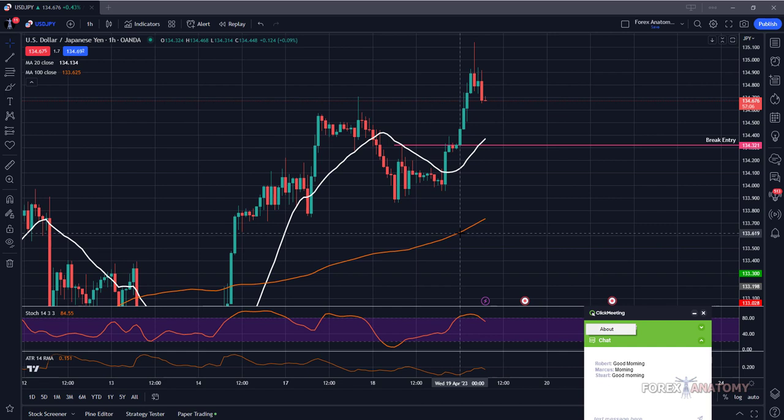But with that said, let's move forward and let's talk about some day trading opportunities. So the first pair we're going to look at right now is the US dollar, Japanese yen. And we're currently looking at the 1 hour chart.